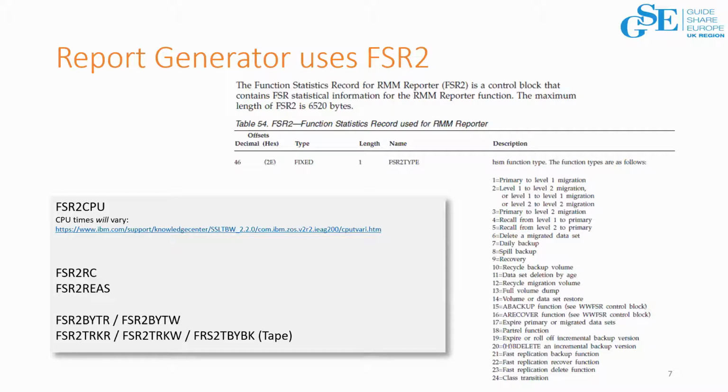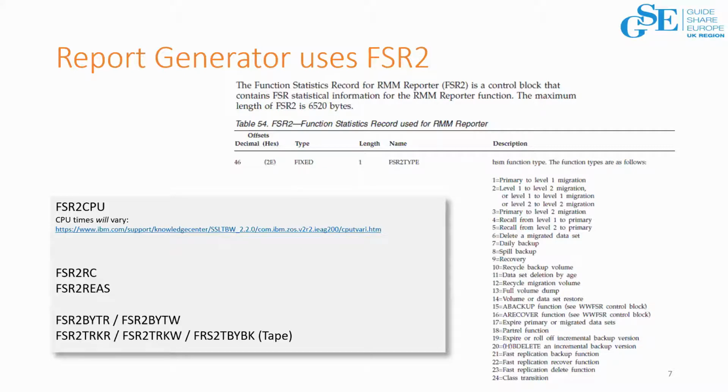I mentioned on that last slide that FSR records are especially useful because they contain detailed information, and some of the most helpful fields that you need to collect information to determine where you need to reduce some CPU are in these fields listed here in the box on the left.